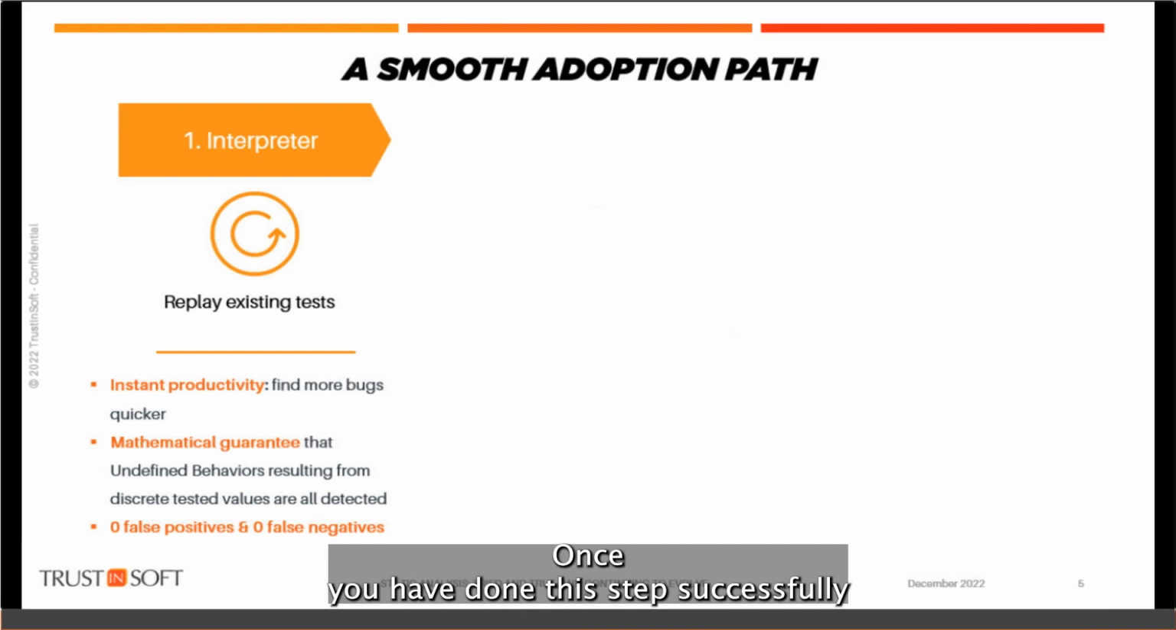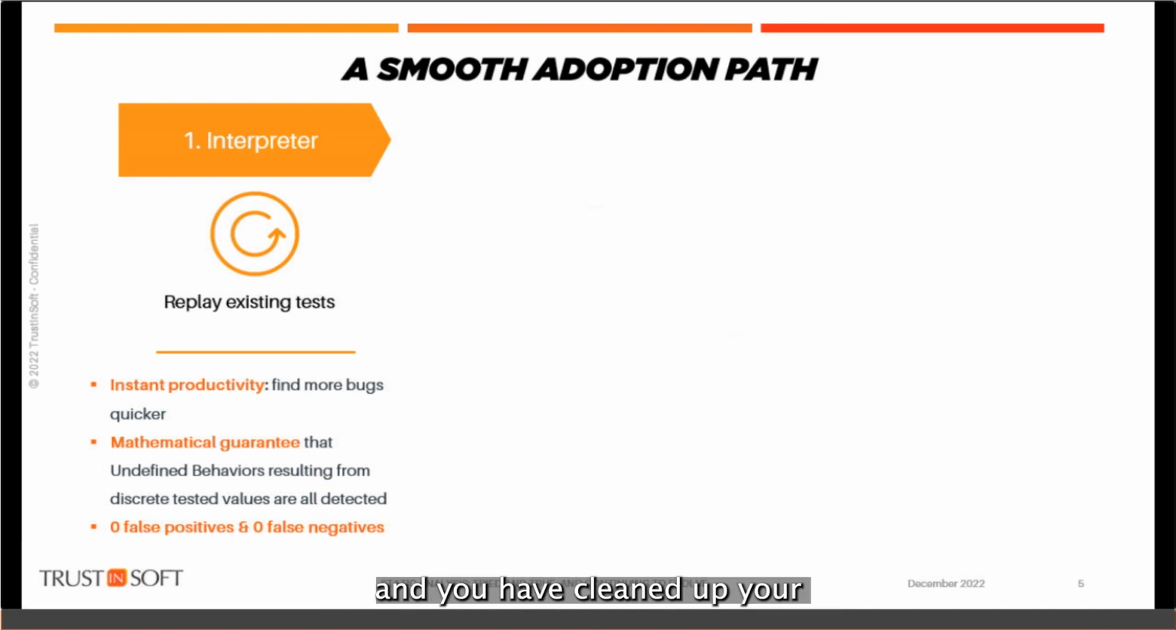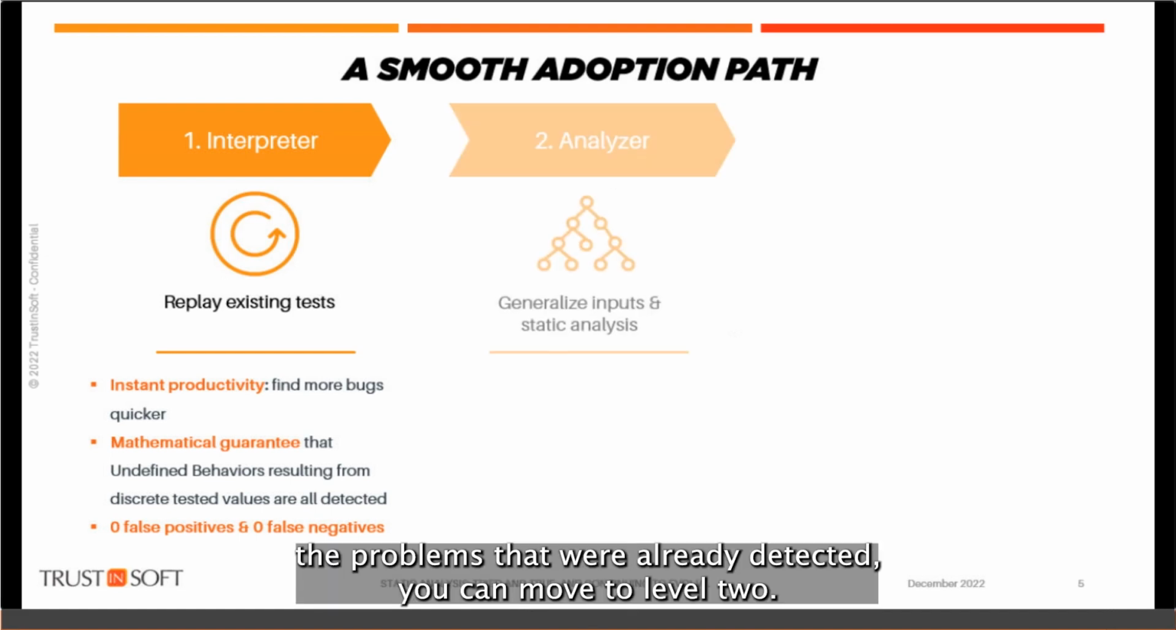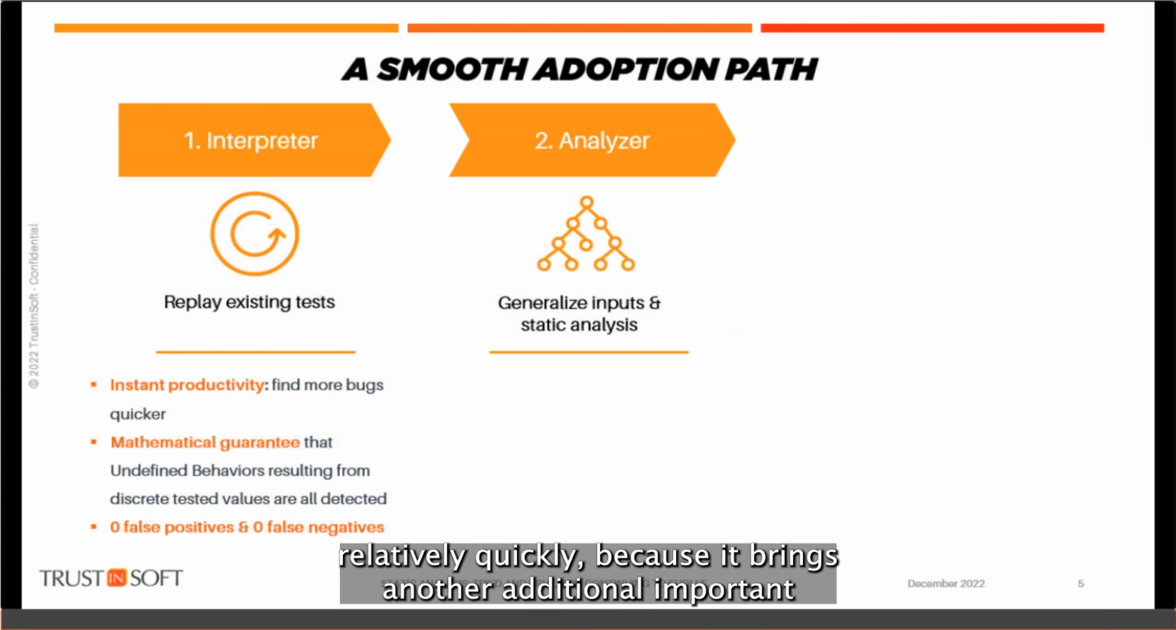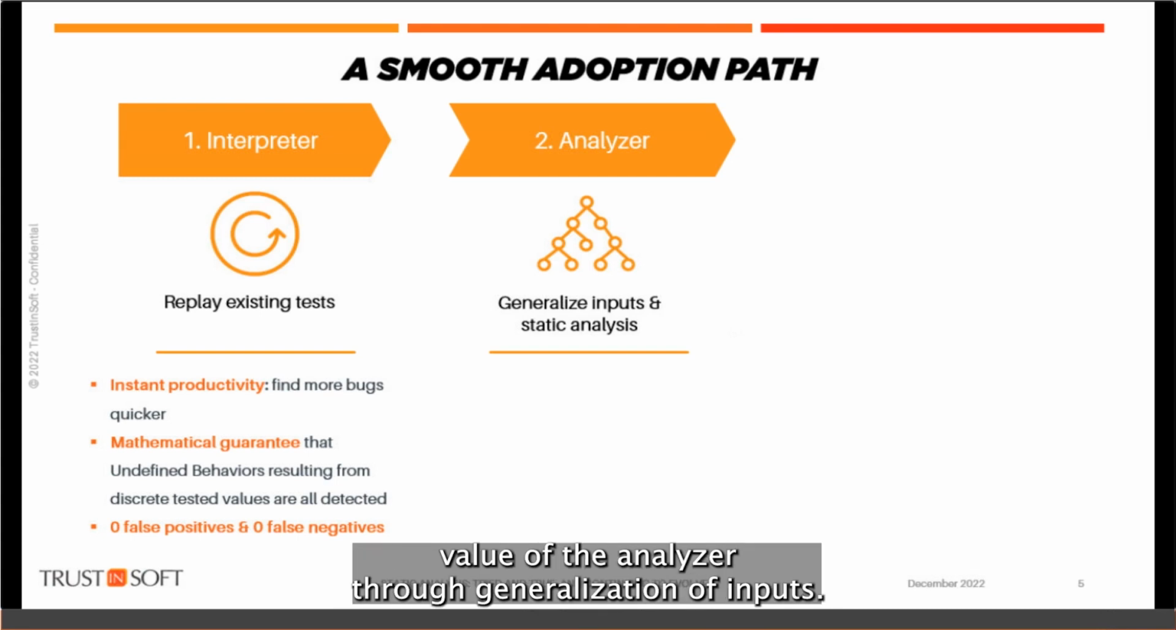Once you have done this step successfully and you have cleaned up the problems that were already detected, you can move to level 2. This is a step that our customers do relatively quickly, because it brings an additional important value of the analyzer through generalization of inputs.